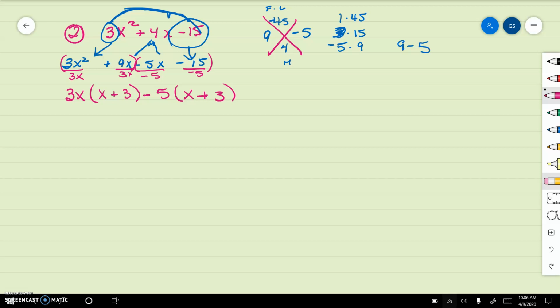And you know you did that right when you get matching binomials there. So we're going to divide out the x plus 3. And what we have left over is 3x minus 5. And that's the second problem.